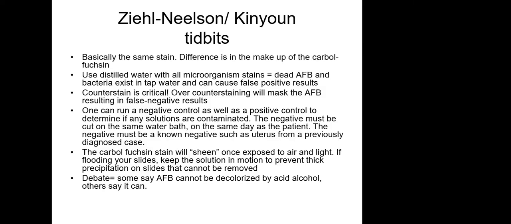Most of the time when we talk about a negative control, we're going to use a uterus, from a previously diagnosed case that does not have any mycobacterium in it. So we're talking more like using a fibroid. It's a known tissue type that does not carry bacterium. So you would just cut that with your patient on your water bath. Grab your positive control that we know is positive, run your negative, run your patient, and that positive all together in the same batch.